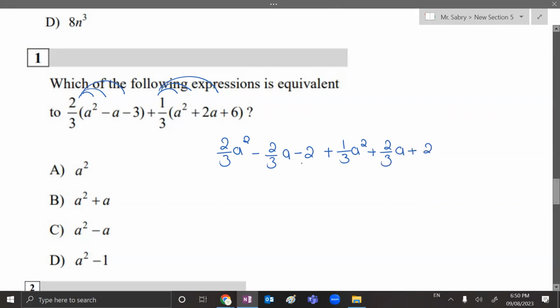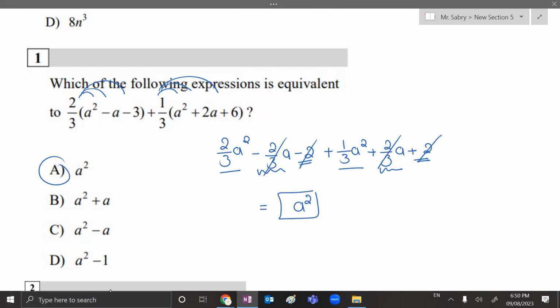Like terms together. There's -2 and +2; when they're added, they cancel each other because they're different signs. Also, there's -2/3a and +2/3a; they cancel each other as well. Finally, there's 2/3 a power 2 and 1/3 a power 2. When we add them, they'll become 3/3 a power 2, which is 1 a power 2. So the answer for all of this is just a power 2. Does that make sense?